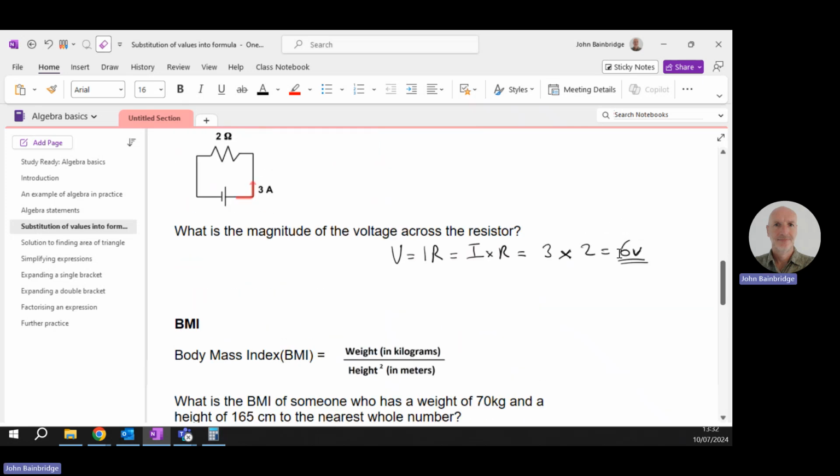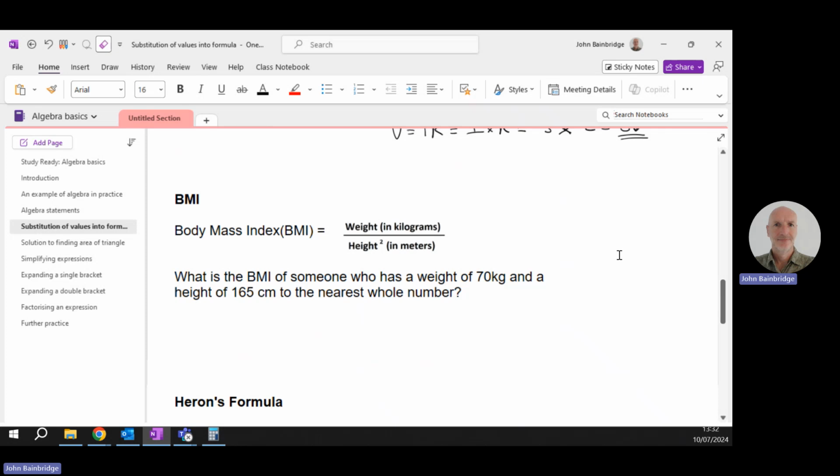Let's look at another example. Maybe if you're doing a nursing course, you'll probably have to learn how to calculate the body mass index. And even if you're not a nurse, you might have worked this out anyway. So there's a formula for the body mass index, and it's the weight in kilograms over the height in meters squared. Height squared, you can see the little 2 there. If I was just writing it in letters, I could write W over H squared like that. So what is the BMI of someone who has a weight of 70 kilograms and a height of 165 centimeters to the nearest whole number?